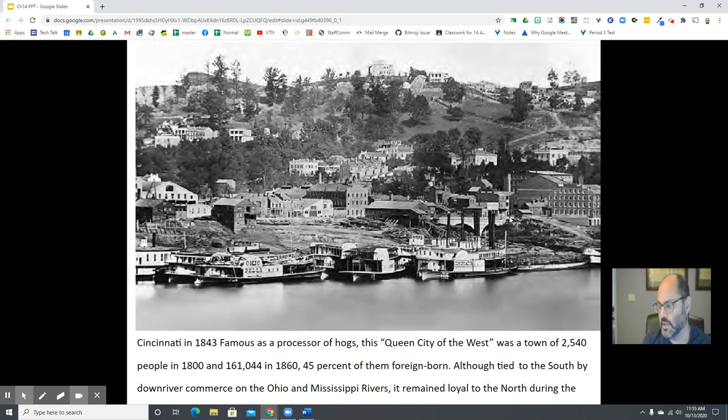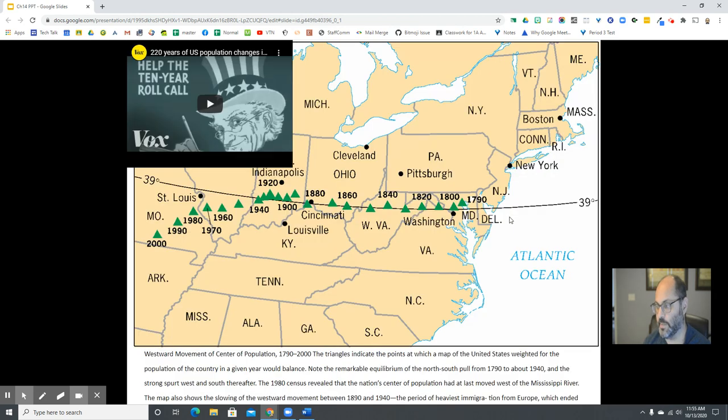So cities like Cincinnati, which was a town of 2,500 people in 1800, by 1860 had 161,000 people. And 45% of those people living there are foreign-born. So it's just a great anecdotal example of the overall demographic shift that's taking place. Every 10 years, there's a census done, and one of the things they find out is where people are living.